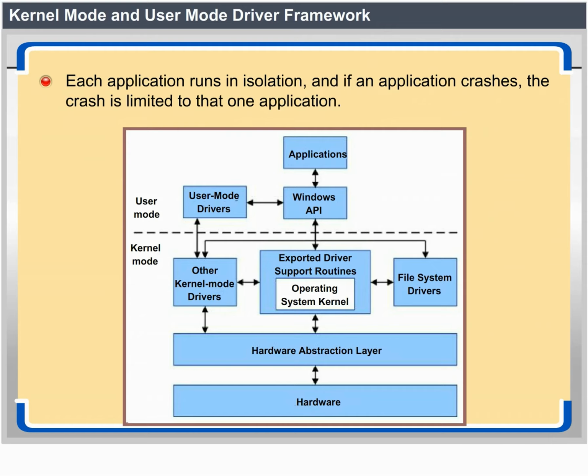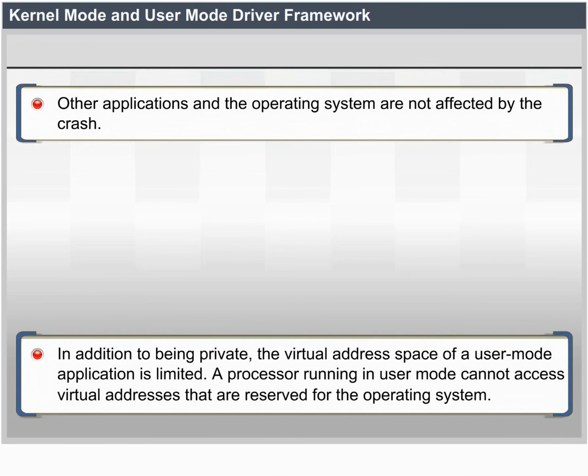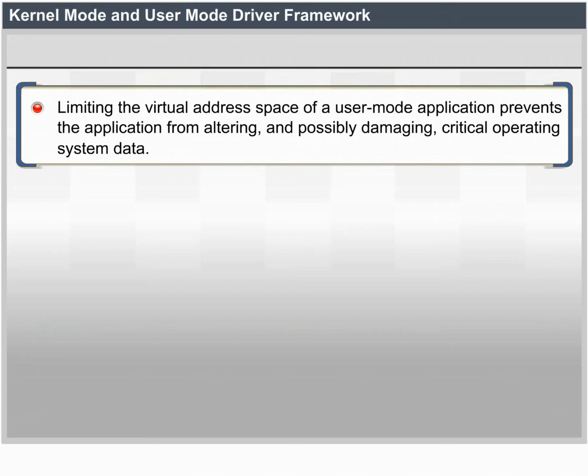In addition to being private, the virtual address space of a user mode application is limited. A processor running in user mode cannot access virtual addresses that are reserved for the operating system. Limiting the virtual address space of a user mode application prevents the application from altering and possibly damaging critical operating system data.